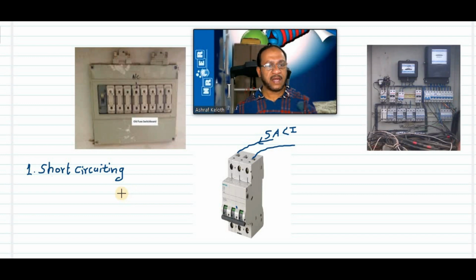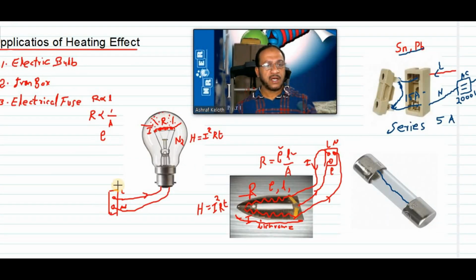Suppose we have a 5 ampere line, and the switchboard is here. Suppose this bulb is working here, and there is a live wire here and a neutral wire here. Between this live wire and neutral wire, suppose 220 volt is the potential difference given. Say it is a 220 volt line. And imagine the resistance of this filament is, for example, 100 ohm. So R equals 100 ohm, and it is connected in a 5 ampere line, meaning the maximum current allowed is 5 ampere.